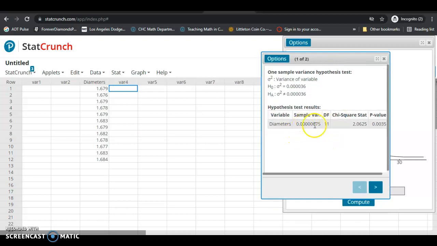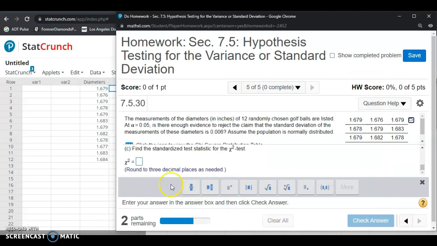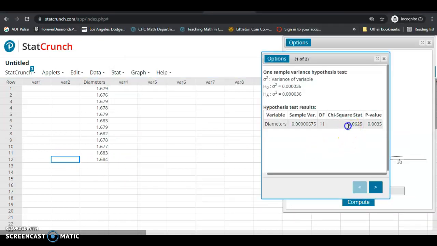So the sample variance is this number here. It's very, very small. The degrees of freedom, which is the sample size minus 1, so 12 minus 1, is our degrees of freedom. And our chi-square stat, or the standardized value of the test statistic, is 2.0625. We may need to round that to 3 decimal places, so 2.062, and that 2 gets rounded up to a 3, so 2.063.